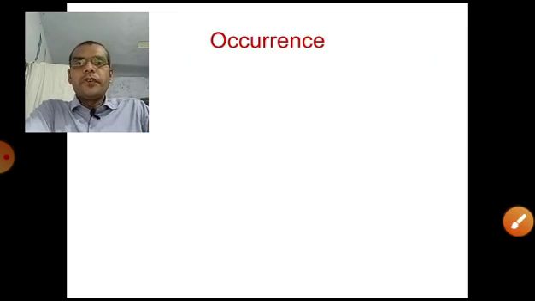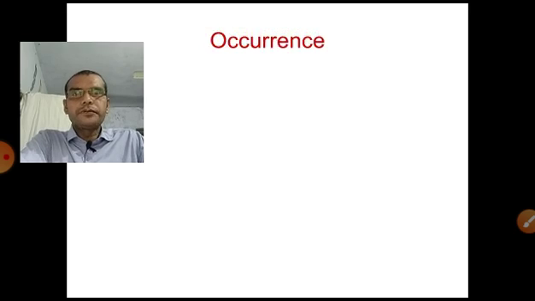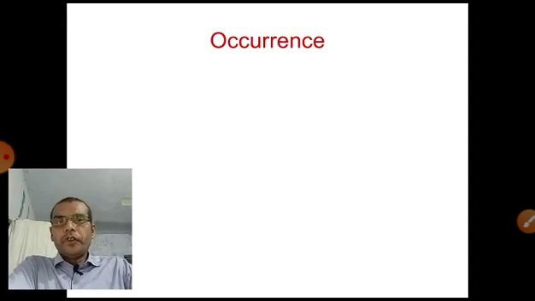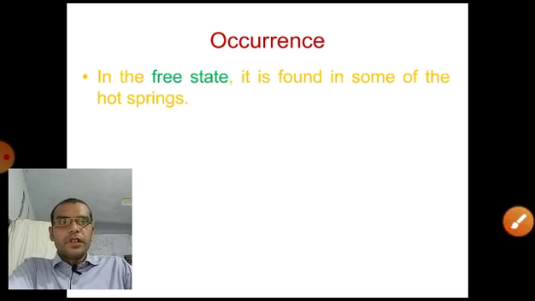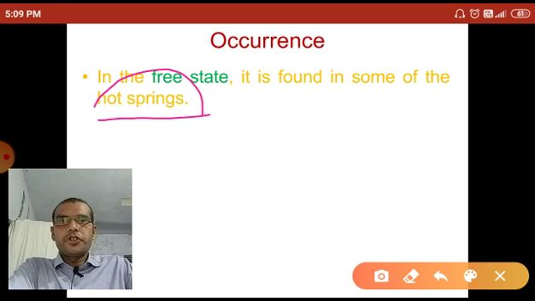Occurrence of sulphuric acid. Sulphuric acid occurs in free form and also in combined form with other metals. In the free form, sulphuric acid is found in some hot springs. Hot springs have some amounts of sulphuric acid in free form.